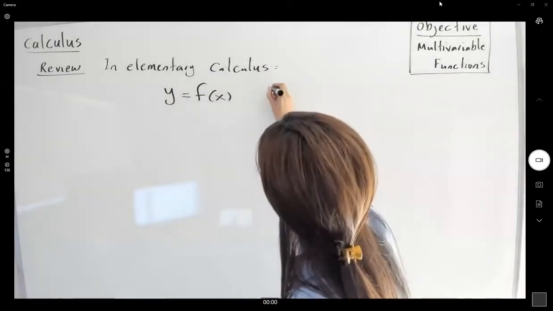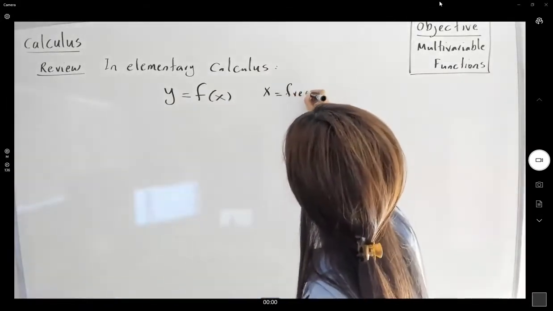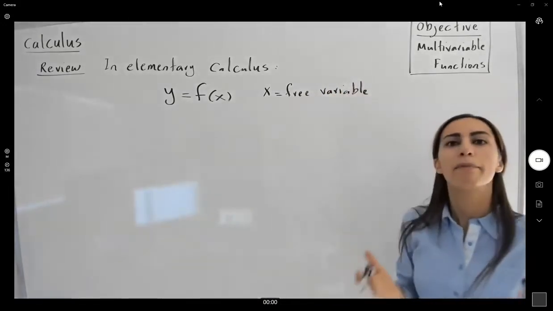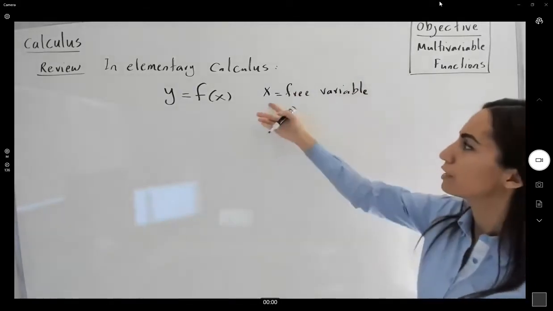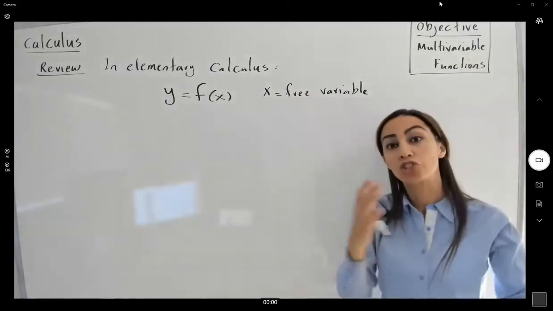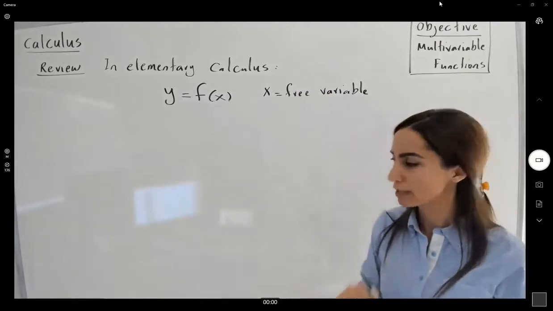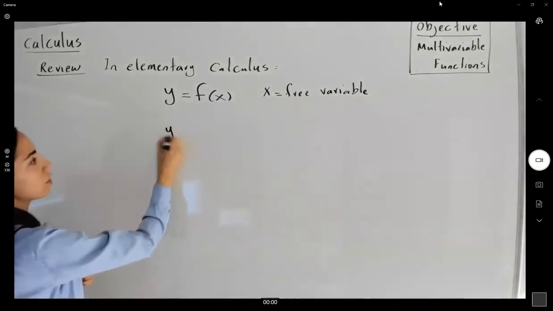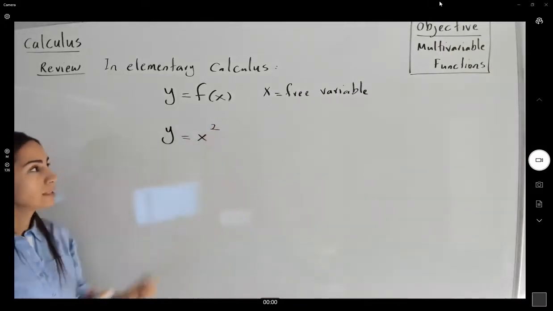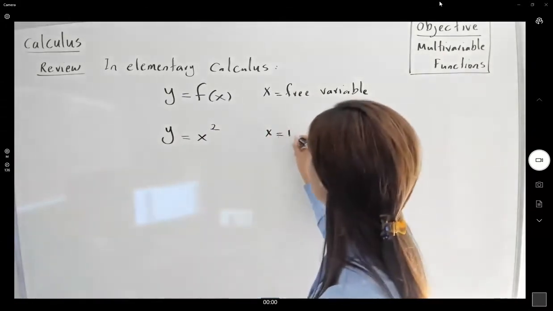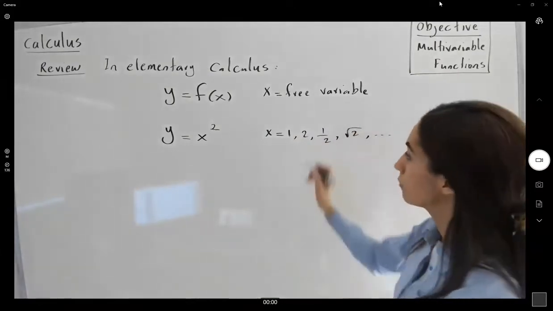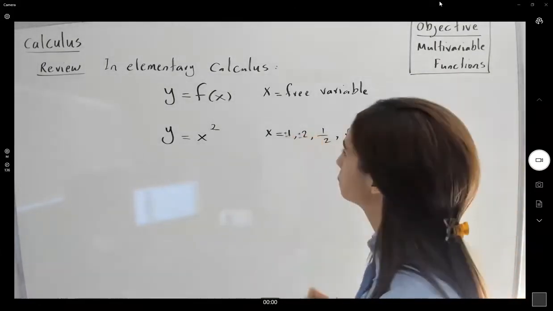Remember that x is called the free variable, or the independent variable. Why is that? We can freely assign any number to x, and then our y value is changing based on x. For example, you have the quadratic function y equals x squared. You can freely assign anything that you like to x. X can be 1, x can be 2, it can be a half, it can be square root of 2, it can be negative, positive, and so on.